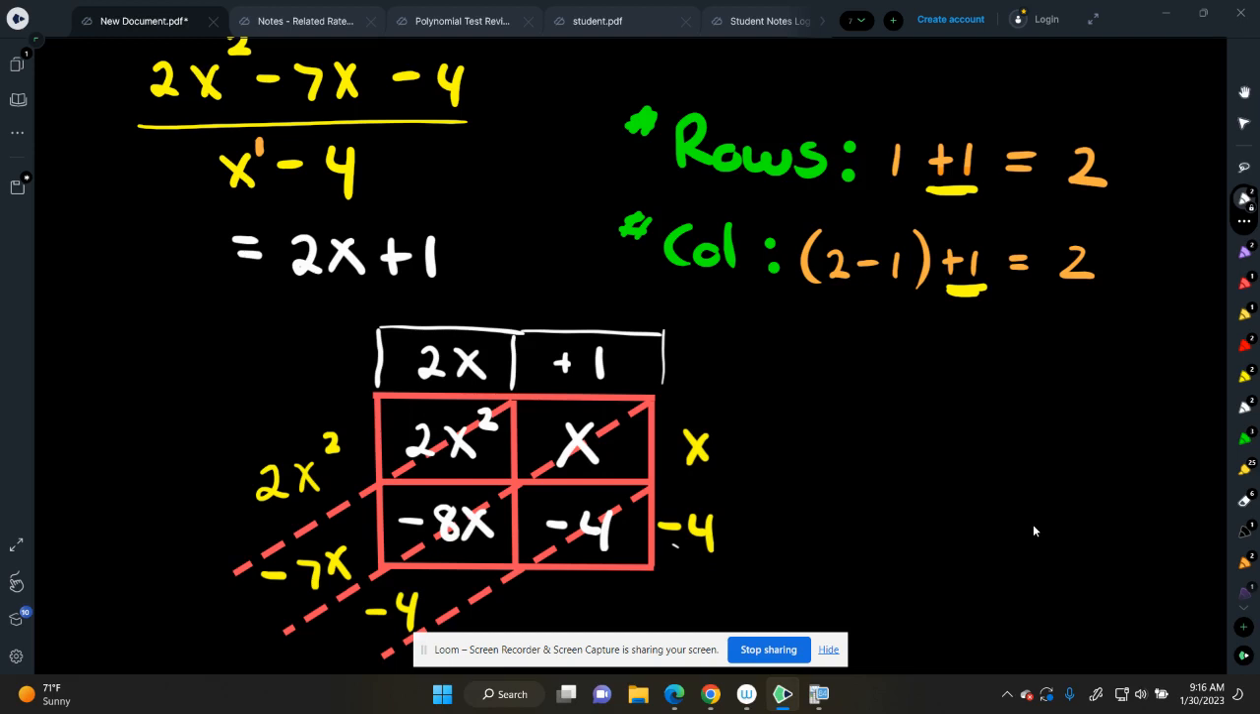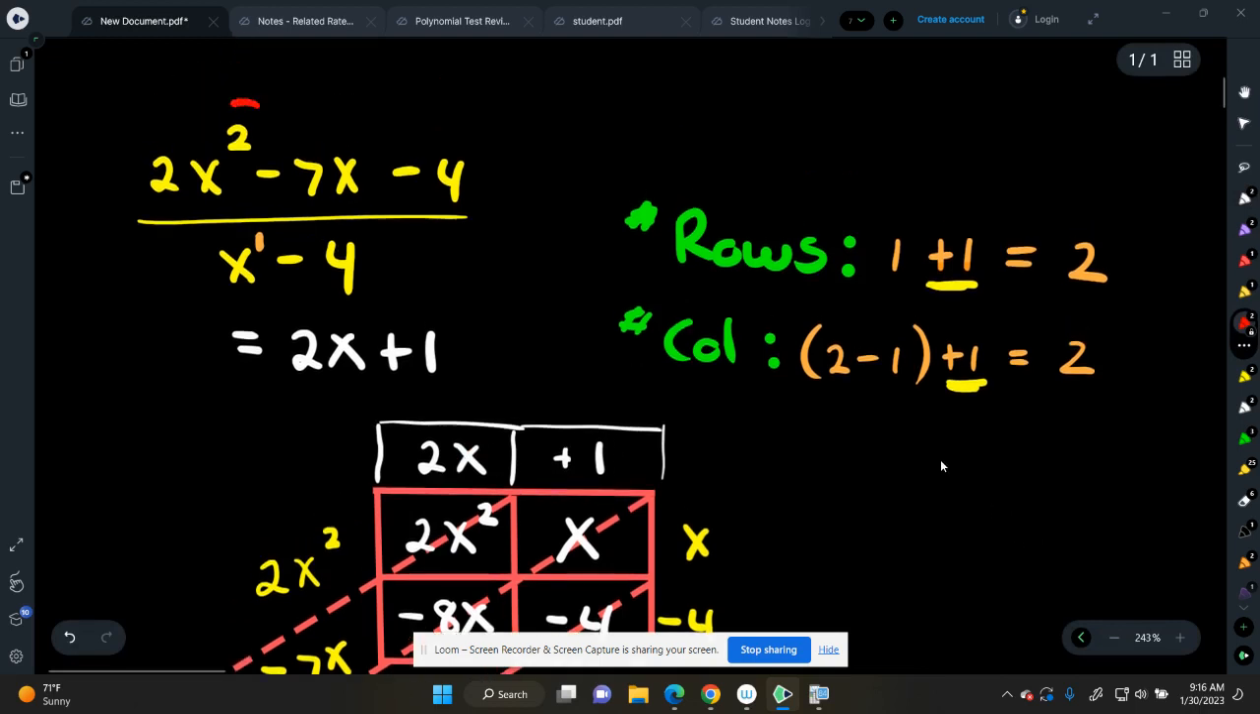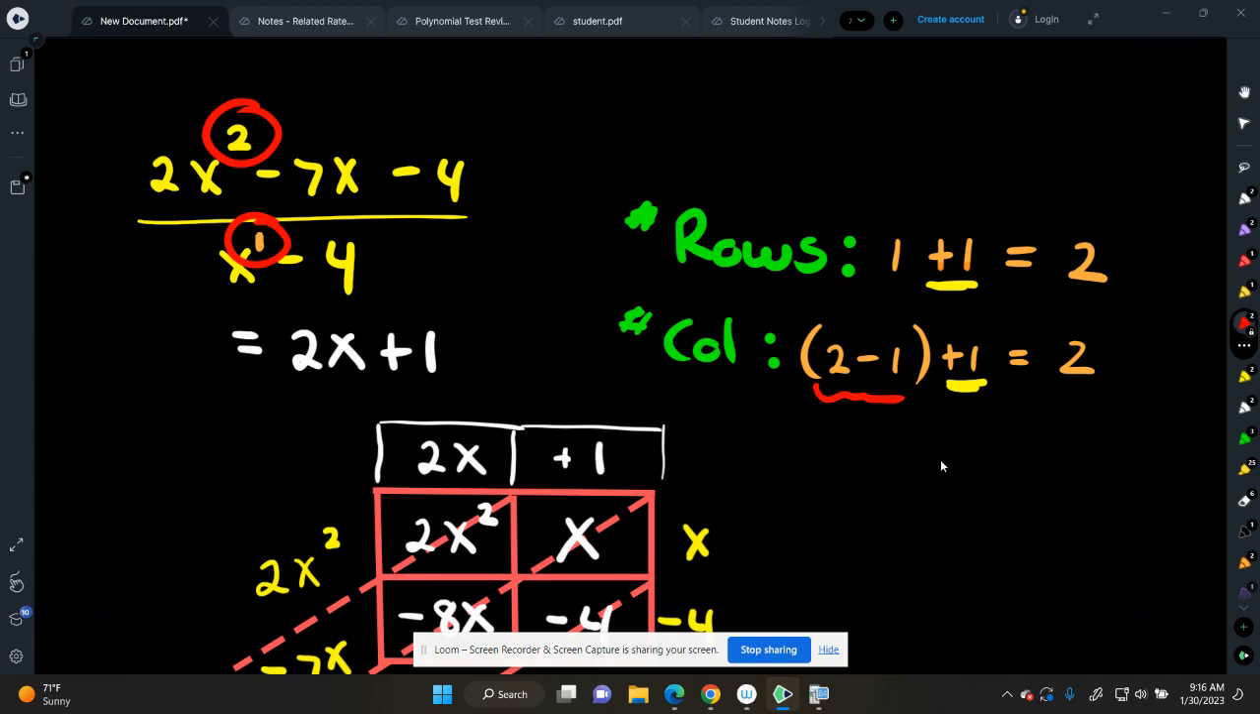Questions? Yes. For the columns, where do you get the plus 1 from? So we're always going to do plus 1. For rows and columns, it's always plus 1. For the columns, we take the difference between these two numbers, which means we subtract them. Once we get that difference, we add 1. For the rows, we're only looking at that number, and then we add 1. Okay?